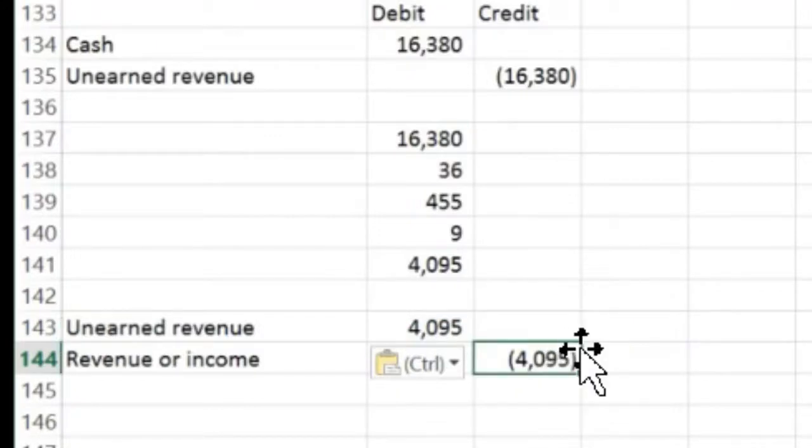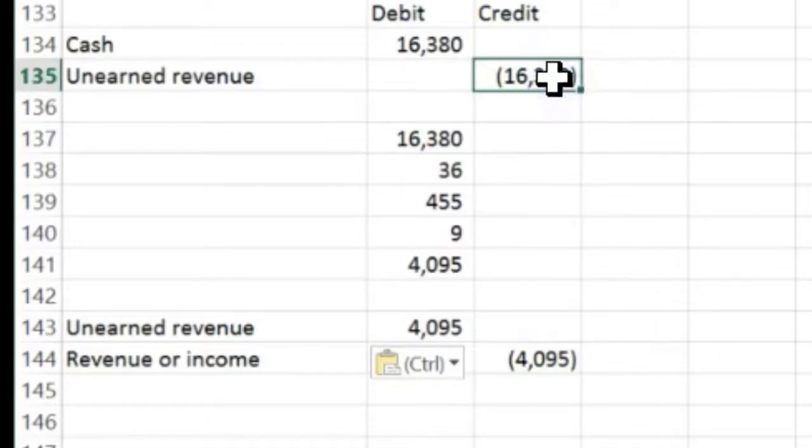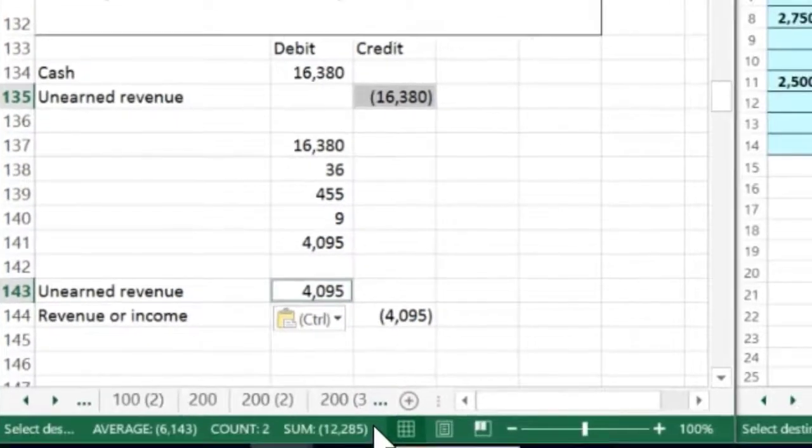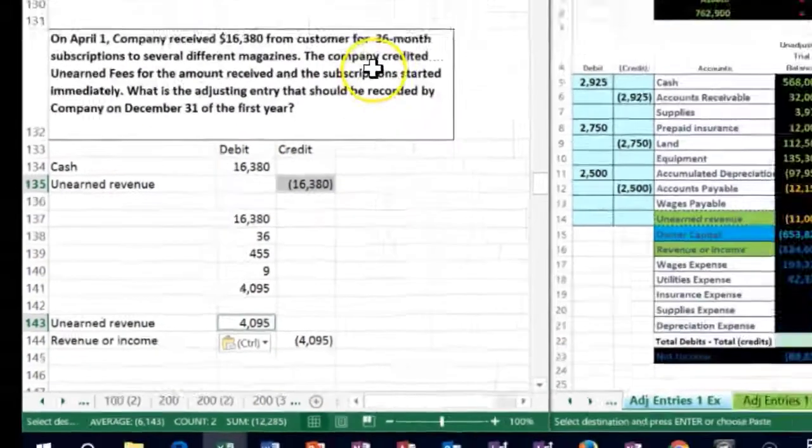Why? Because we earned the revenue. The unearned revenue, what's going to be in the account now? 16,380 minus the 4,095 means that we have 12,285 left in there. And that's going to be, of course, earned throughout the rest of the 36-month period.